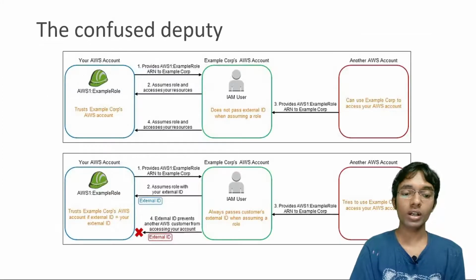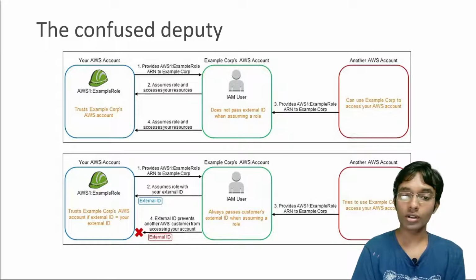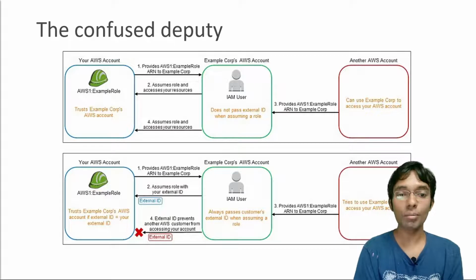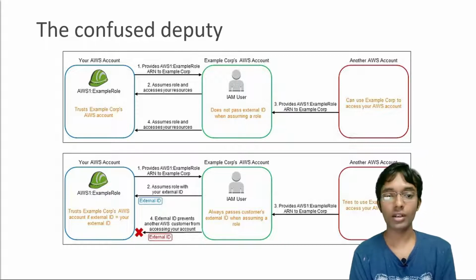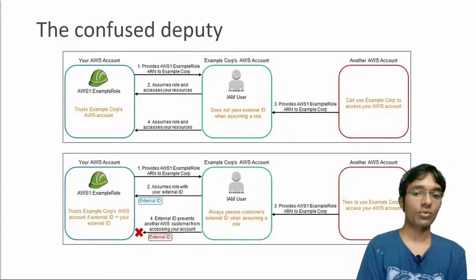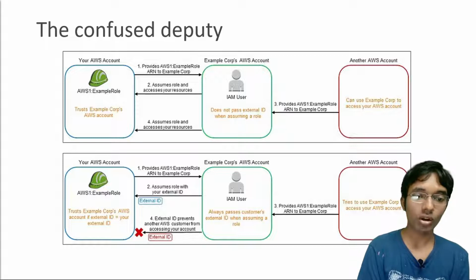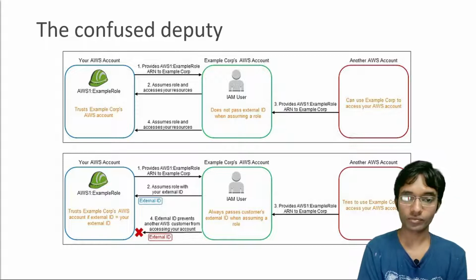So now let's have a look at a bit more detail to make it clearer why this external ID is so important. This is called the confused deputy problem. This is a diagram directly from the documentation. We see your AWS account on the left hand side, a third party in the middle, and another AWS account on the right hand side.